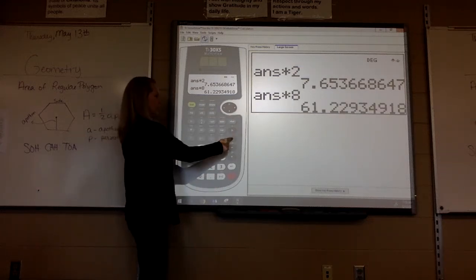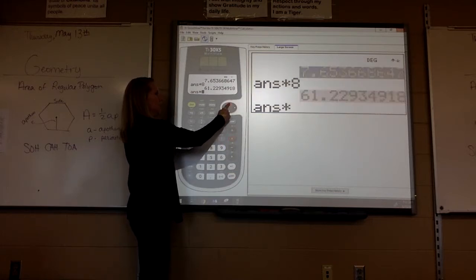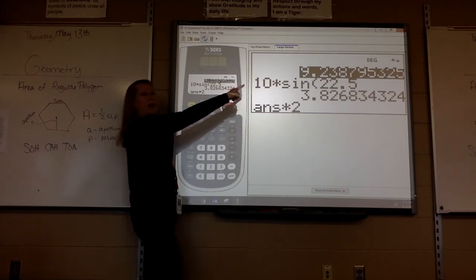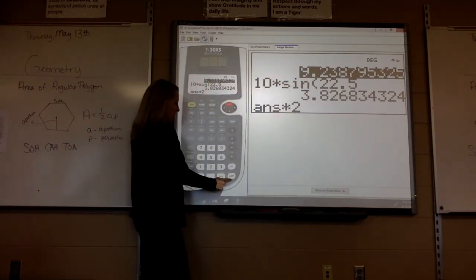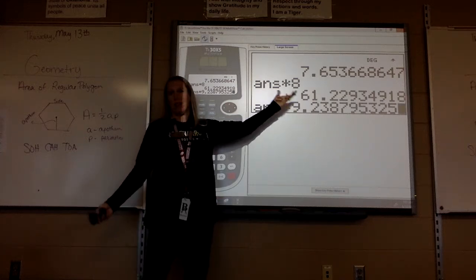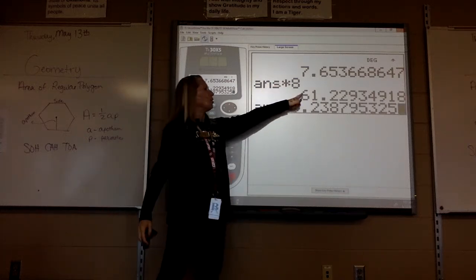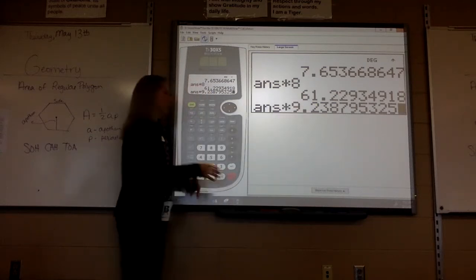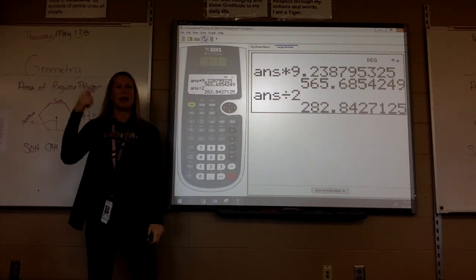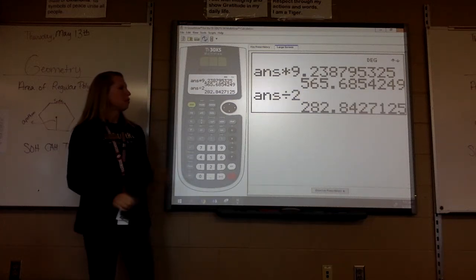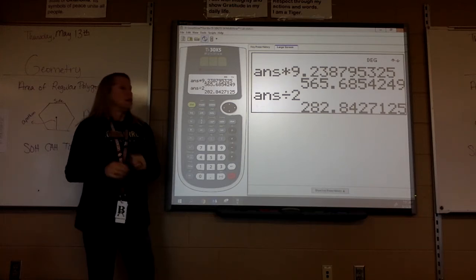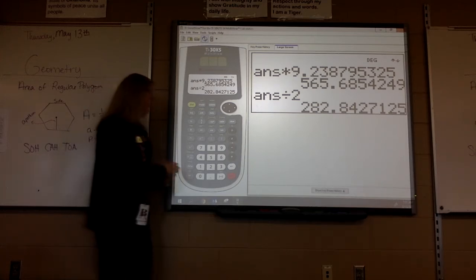I'm going to take that times my apothem. Can we scroll up and find our apothem? Right there. The 9.238, you guys see that? When it's highlighted, just hit enter. Do you see how it brings it down there? So I didn't round anything. So I'm doing perimeter times apothem, and now what do I do? Divide by 2 at the very end. It's a lot of steps to have to remember. So 282.8.